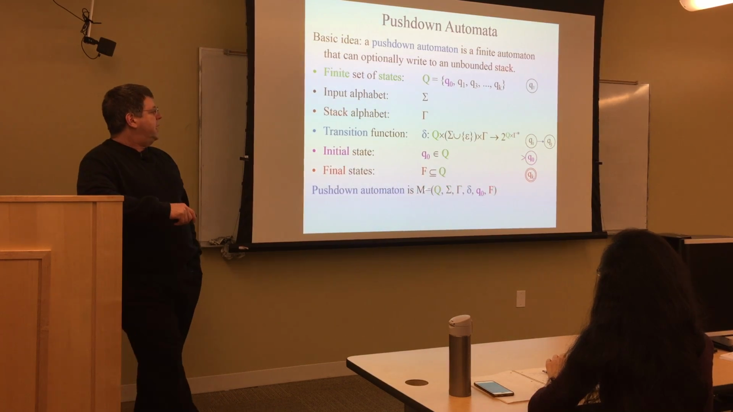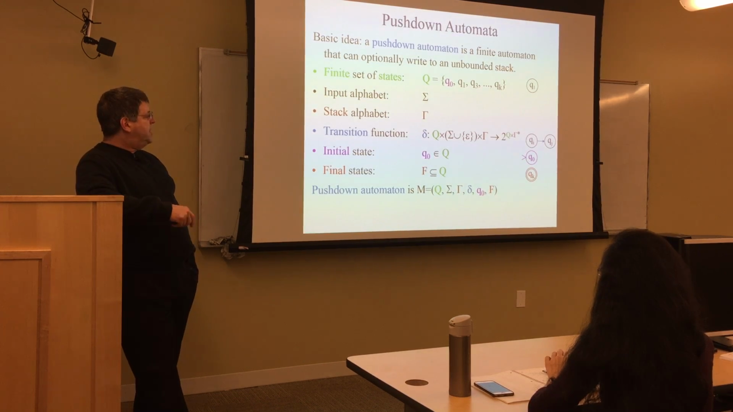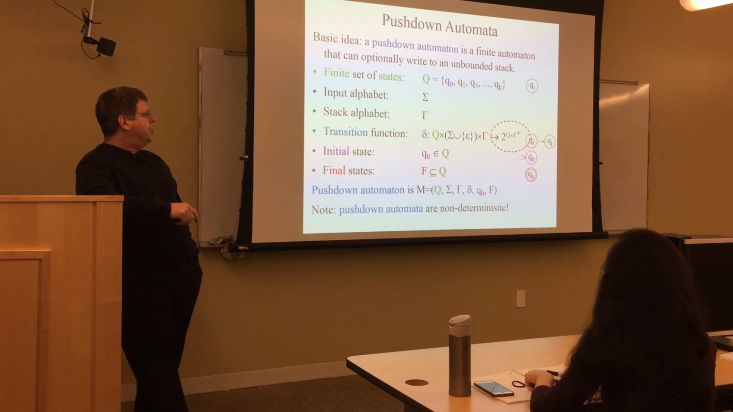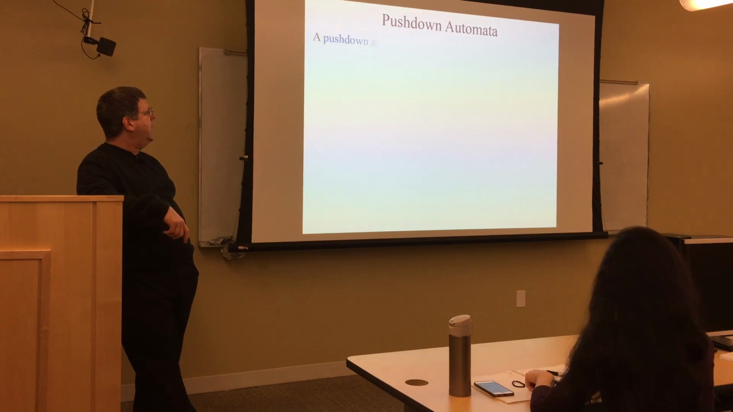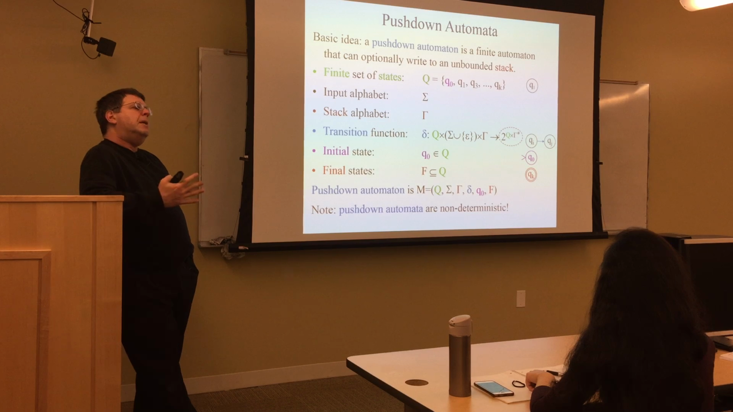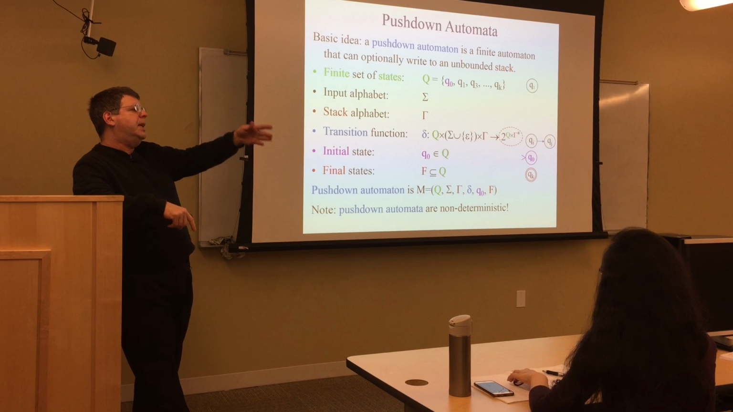And the pushdown automata is simply a set of 6, an ordered 6 tuple, right? The set of states, the input alphabet, the stack alphabet, the transition function, the initial state, and all final states. Together, they completely specify the pushdown automata. And of course, we already mentioned non-determinism is inherent in the definition. Any questions about any of this? So it's like a finite automata with an extra feature of a stack. We'll see examples of that in a minute.